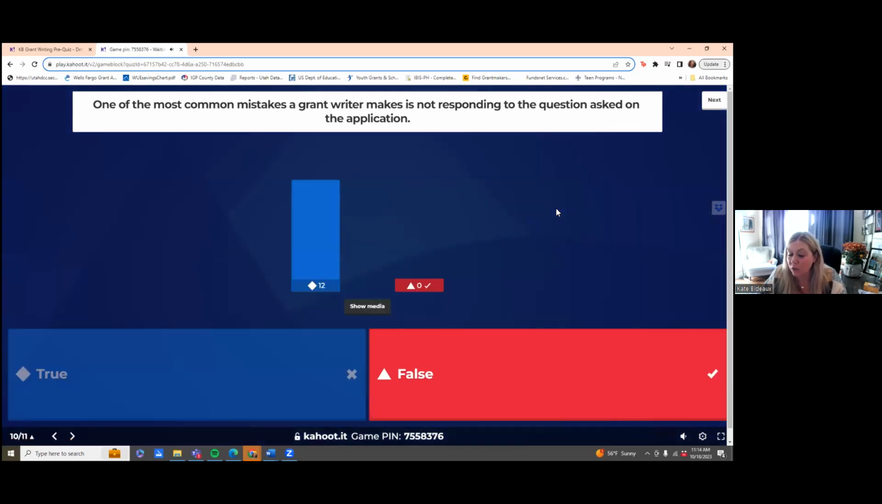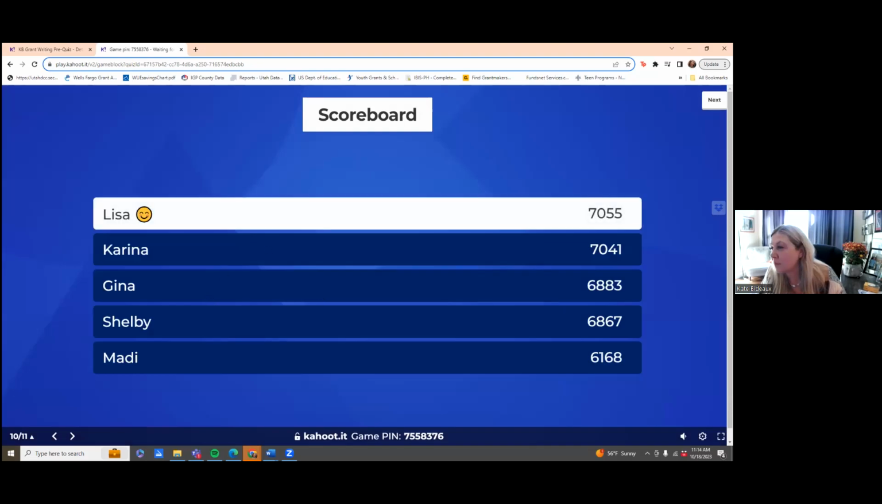The answer is false. Or sorry, the answer is true. What am I saying? I don't know why it's marked as false. Everybody should have got that one right. The answer is true. That is one of the most common mistakes that grant writers make. And that comes from all the grant reviewers that I've talked to over the years. Okay, well, everybody got that one right or wrong. You know, this is my mistake.